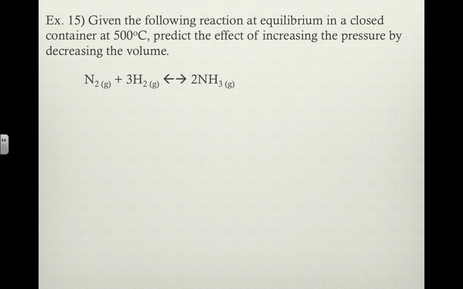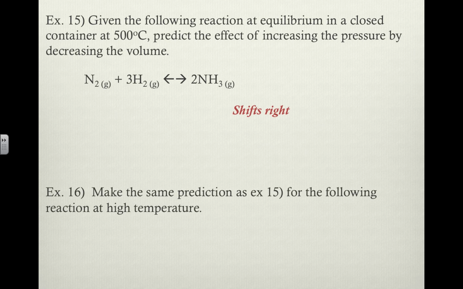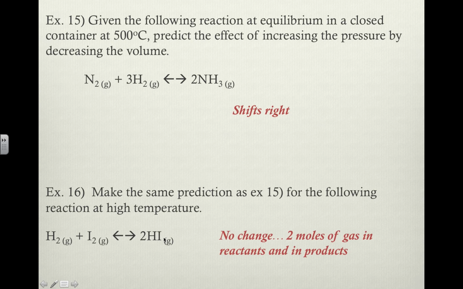So let's try this. Given the following reaction at equilibrium, predict the effect of increasing the pressure by decreasing the volume. So I see I have 1 plus 3, so that's 4 moles of gas versus 2. So if I decrease the volume, I'm going to go to fewer moles of gas. So here it will shift right towards the products. Okay. Well, let's try this equation. Same thing, we decrease the volume. I have 1 plus 1, so 2 versus 2 moles of gas. So here, we won't have a change because we have 2 moles of gas in the reactants and in the products.